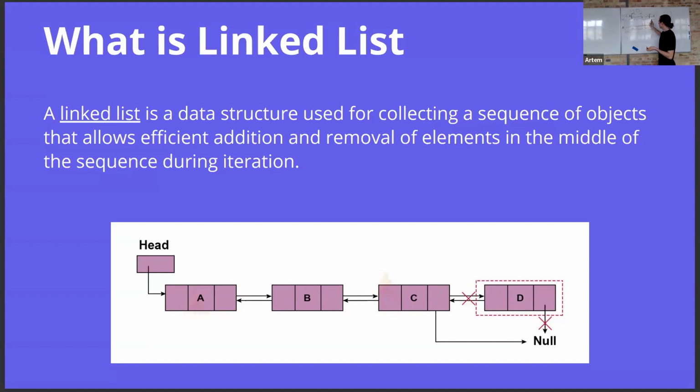So the main difference between linked list and array is the positioning in memory. Elements in an array are stored physically close to each other, while elements in a linked list can be stored anywhere in memory, but every element of a linked list stores information about the next element and the previous element. Any questions at that point? No. Okay.